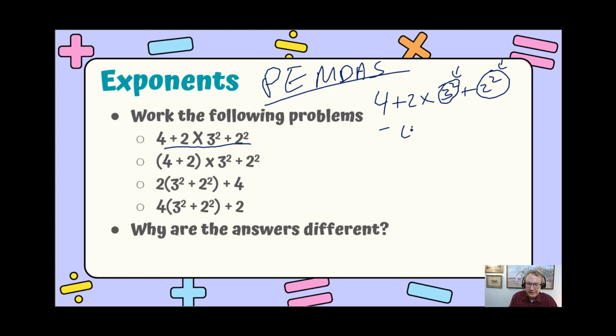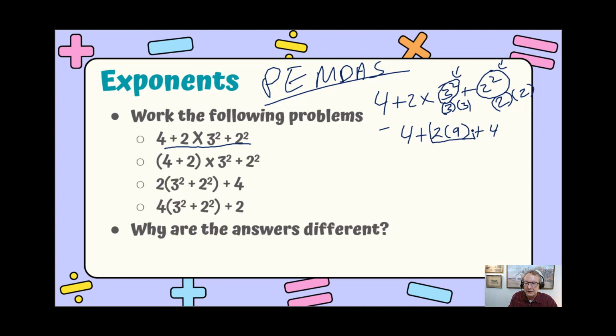We got 4 plus 2 times something. Well, that 2 is going to be multiplied by 3 squared, which is 3 times 3, or 9. I'm going to go ahead and write my multiplication as 2 times parentheses 9. And then we're going to add that to something. Well, that something is 2 squared, which is 2 times 2. Well, 2 times 2 is 4. So we're going to move on to the next step. So we've done parentheses. We've done exponents. We're going to multiply.